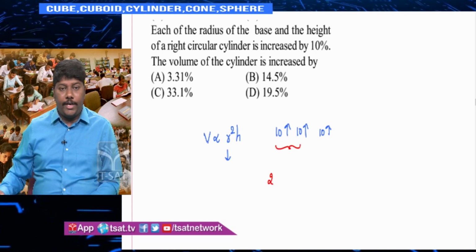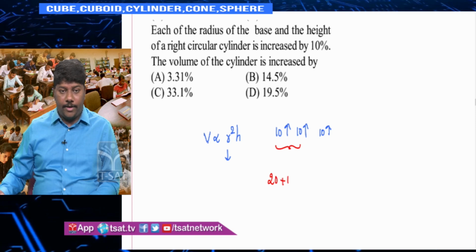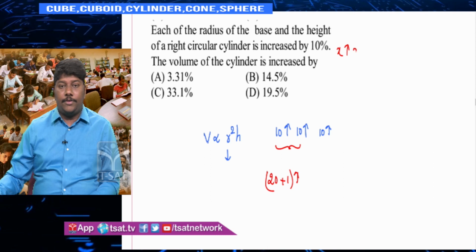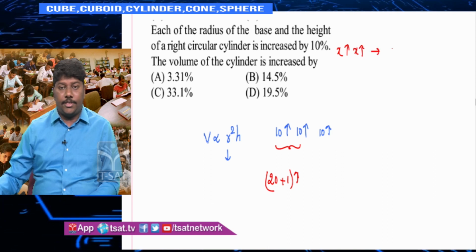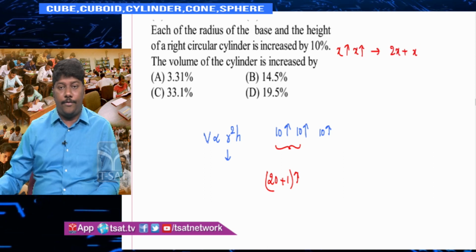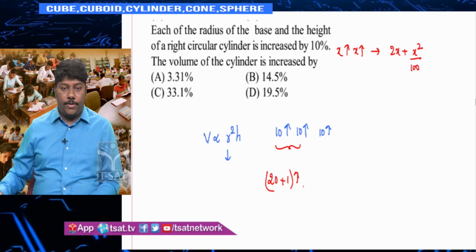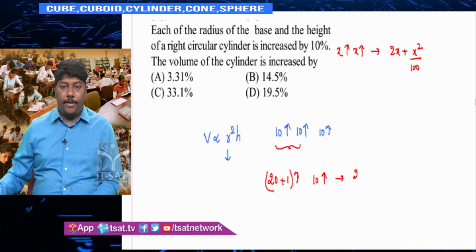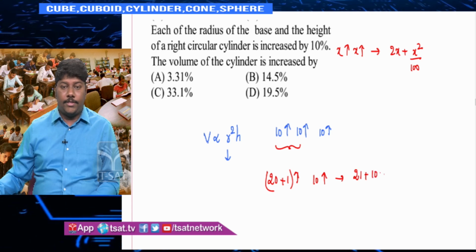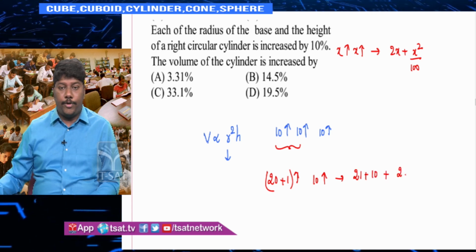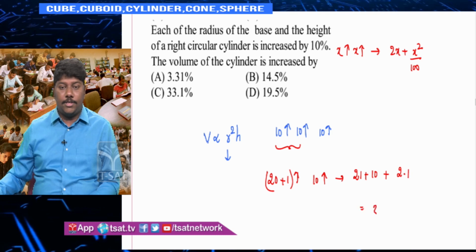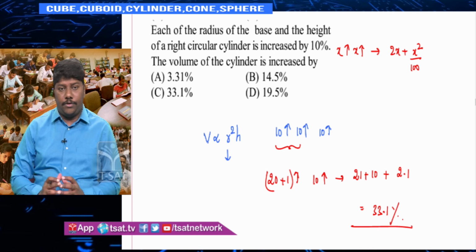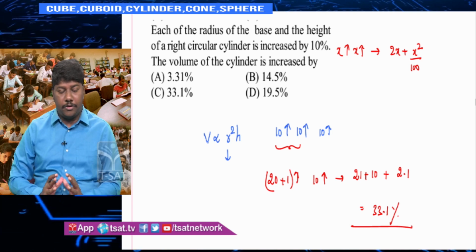10 plus 10, 20 plus 1, 21%. What is the formula used? If both of them are x% increase followed by x% increase, x plus x, 2x plus x square by 100 is the formula for increase. So you can say this is 21 followed by 10. So 21 followed by 10 means 21 plus 10 plus 210 by 100, which is 2.1. So overall increase is how much? 33.1%.